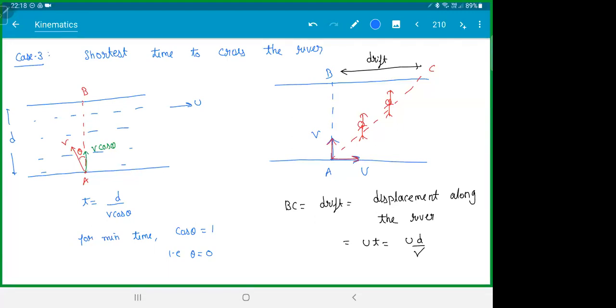All clear with this? I hope you're getting it. Riverboat problems. Much easier than what you did last class, relative motion. Please check. Any doubts on this? So the main idea here is you're looking somewhere and you're always going somewhere else.